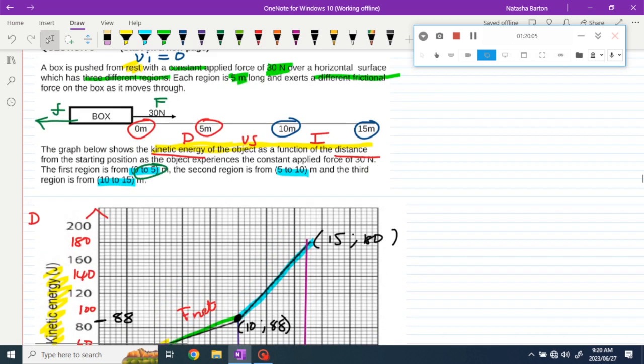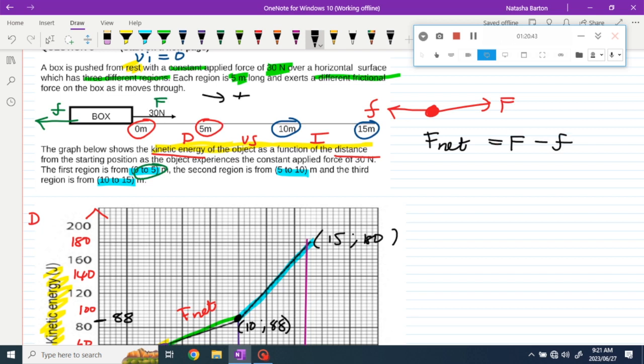Now looking at our box, if I draw a free body diagram for this box of only the horizontal forces, then we have the applied force and a backwards frictional force. You know your grade 11 content, you know Newton's laws. If we would like to calculate the net force for this box, we're going to add the forces. We choose one direction as positive and say the force minus friction.